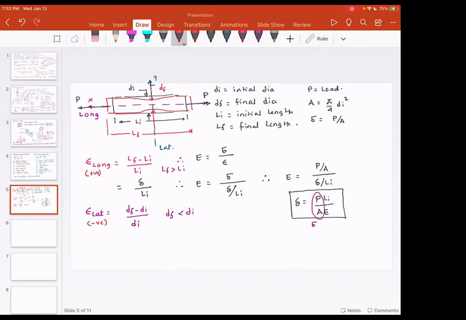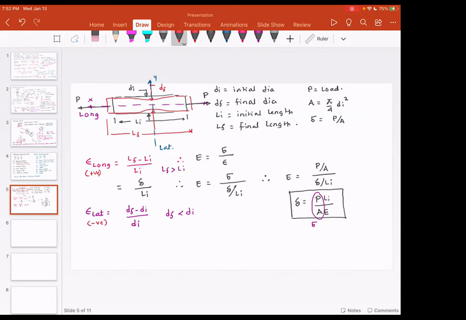Now this case usually happens if you have loading only in one direction. So for an example, if you were to apply a compressive load in the longitudinal direction, the longitudinal strain will be negative, but the lateral strain will be positive.